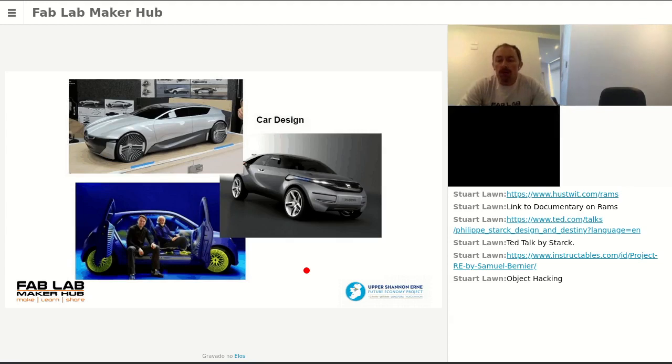Obviously, car design is one that appeals to so many. We all love our cars, and it's an area where technology which has been developed is used in an incredible way. Just some of the cars we're likely to be driving in the next 10 to 15 years.